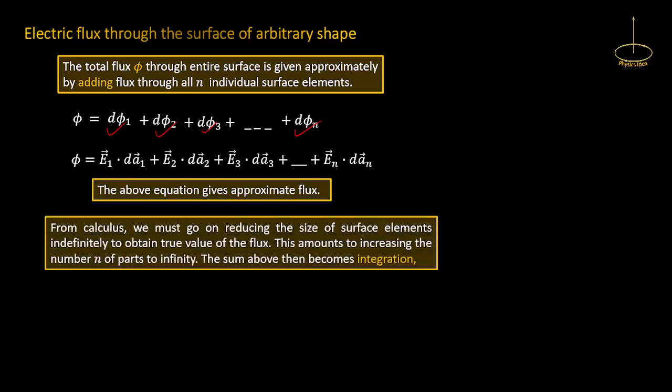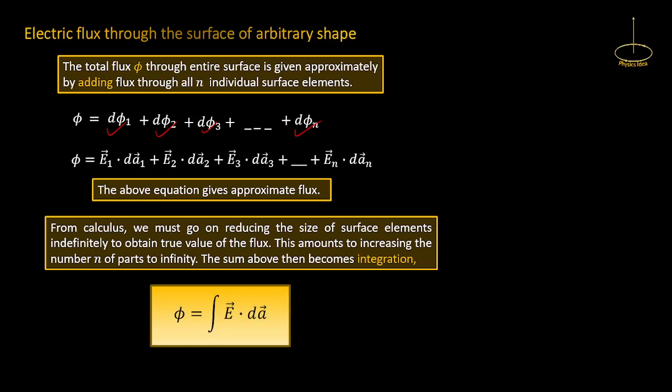From calculus, we must go on reducing the size of surface elements indefinitely to obtain true value of the flux. This amounts to increasing the number n of parts to infinity. The sum above then becomes integration. And this is the formula that gives us total electric flux through a surface of arbitrary shape.